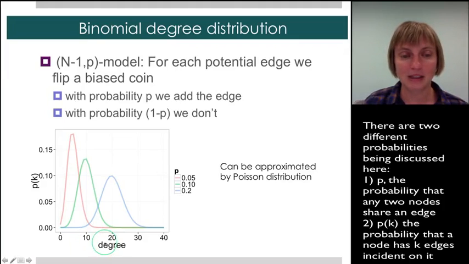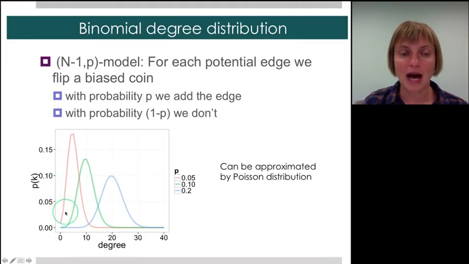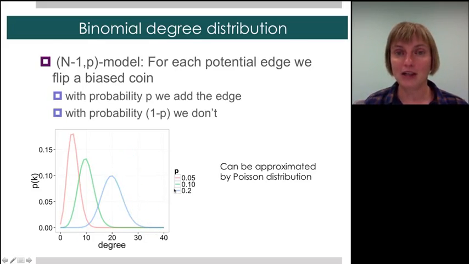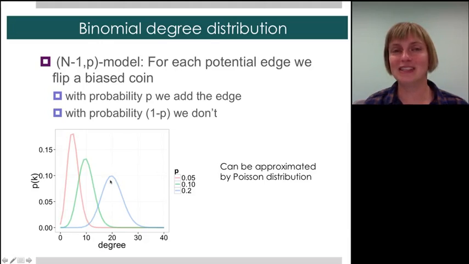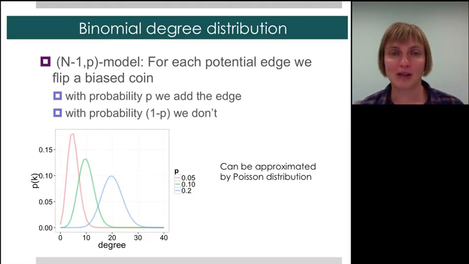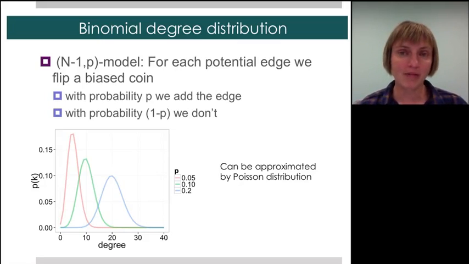And we have then the degree distribution, which tells us for every degree, what is the probability that a node has this given degree. And as we increase the probability from 5 to 20%, we can see the degree distribution shifting to the right. That is, the higher the probability of adding an edge, the higher the degree a node is likely to have. And this binomial distribution then is very well approximated by the Poisson, as long as you have a largish network and the value of p isn't too high.